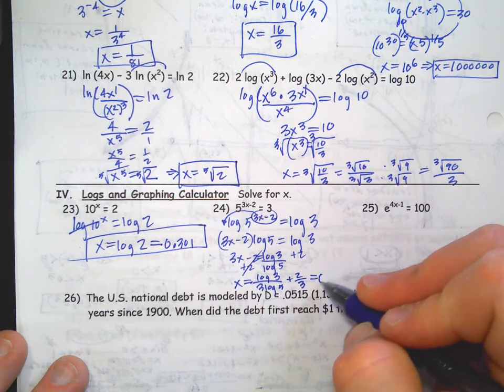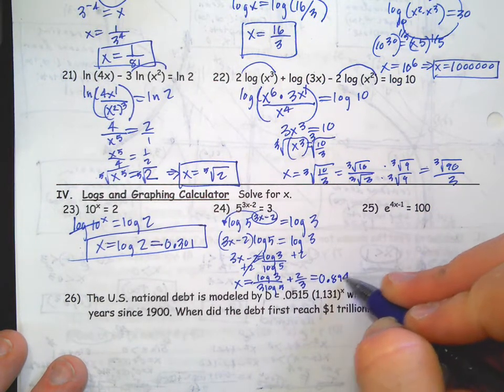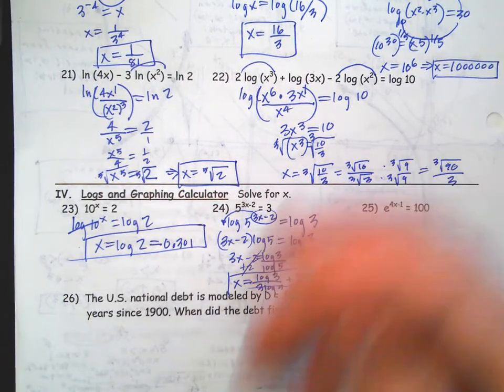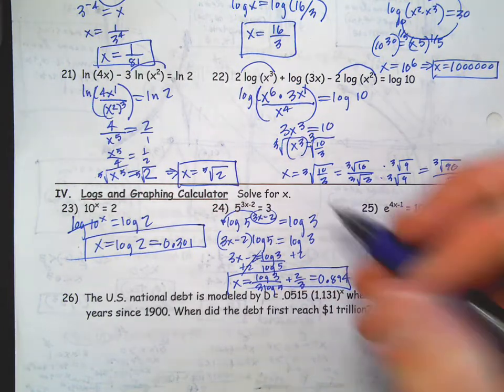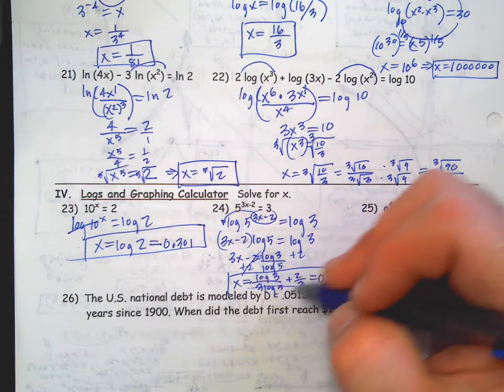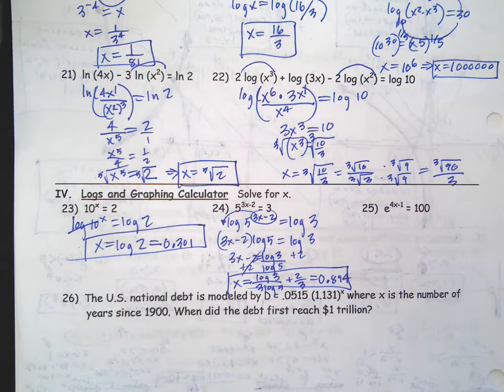And we calculate that 0.894. You could have distributed the log 5 and then solved for the x. And the only difference is you would have log 3 plus 2 log 5 all over 3 log 5. It would be the same answer, except just combined into a single fraction.